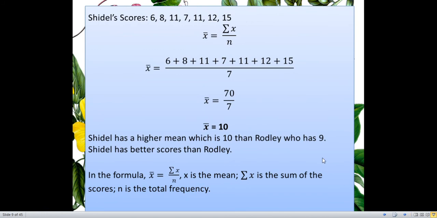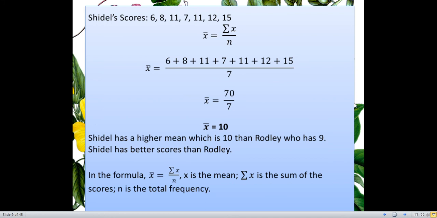How about Shidell's score? Shidell's scores are 6, 8, 11, 7, 11, 12, 15. Again, we're going to use the same formula. So we have mean equals summation of x over n. So add all of the data. Divide again by 7. So we have 6 plus 8 plus 11 plus 7 plus 11 plus 12 plus 15 will give us a total of 70. And to divide it by 7, we now have the mean of Shidell's score as 10.